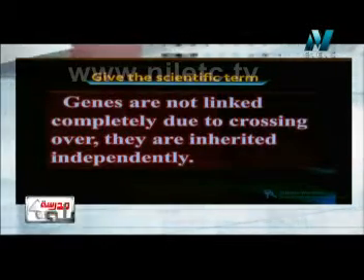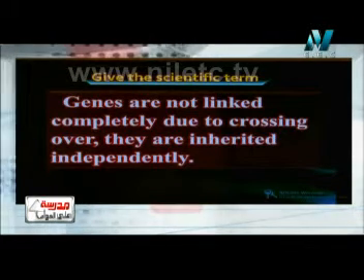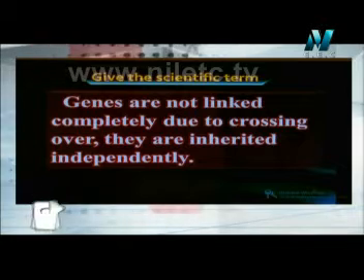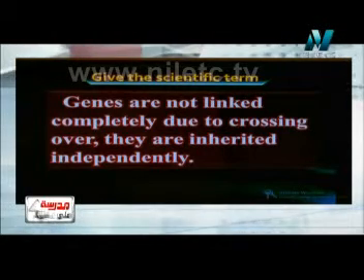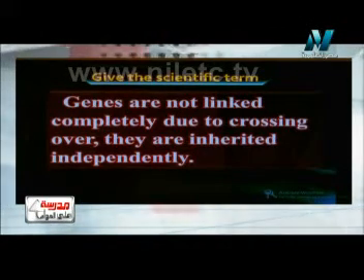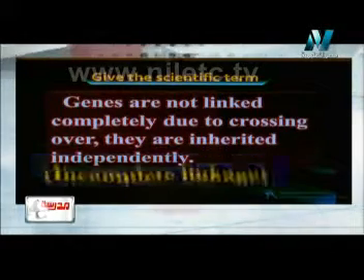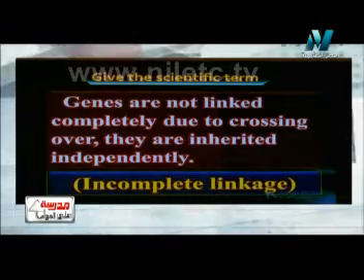The next. Genes are not linked completely due to crossing over, but they are inherited independently. The crossing over takes place to break the complete linkage and change it into incomplete linkage.